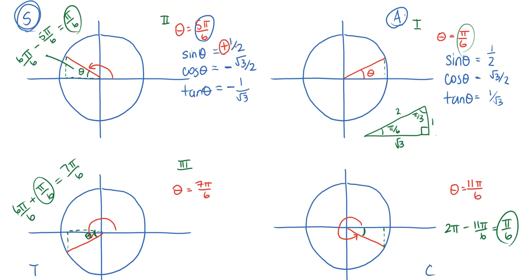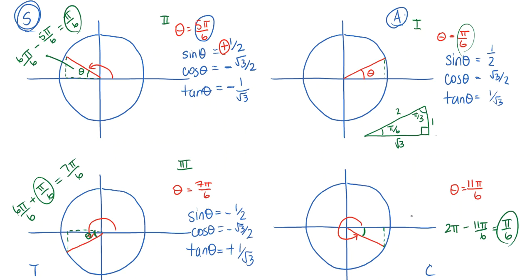When I look down here, same idea. The ratios are all going to be exactly the same. The main difference, again, is the sign of the ratios. So in this case, tangent will be the one that is positive, cos will be negative, sine will be negative. So negative 1/2, negative root 3 over 2, and negative 1 over root 3.